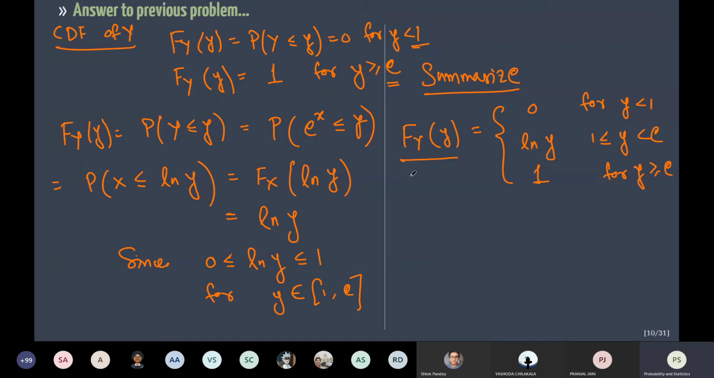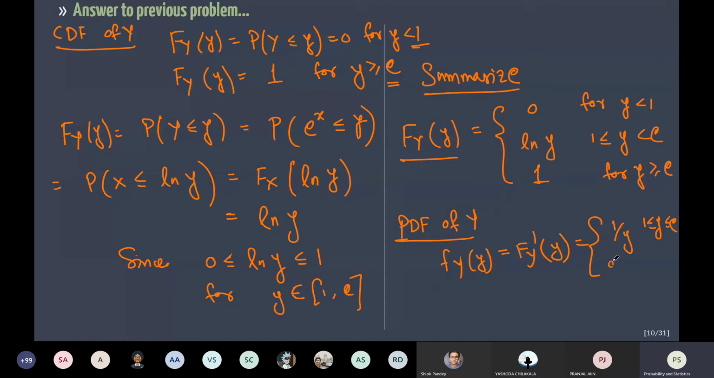Now we are interested in the PDF of y. For the PDF of y, we just need to differentiate this. We know that the PDF is the derivative of the CDF, right? So f_Y(y), which is F_Y prime of y, is 1 by y for 1 less than or equal to y less than or equal to e, and 0 otherwise.